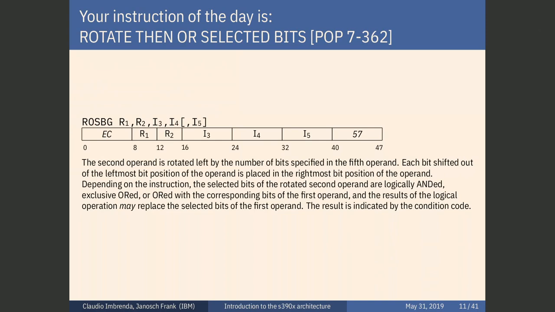And the result may replace the selected bits of the first operand, because I think the highest bit indicates whether you just want to do the operation to see what the condition code is, or if you actually want to write the result back in the register.